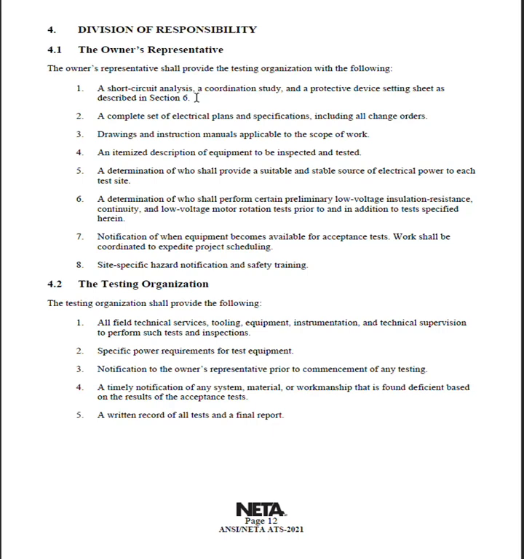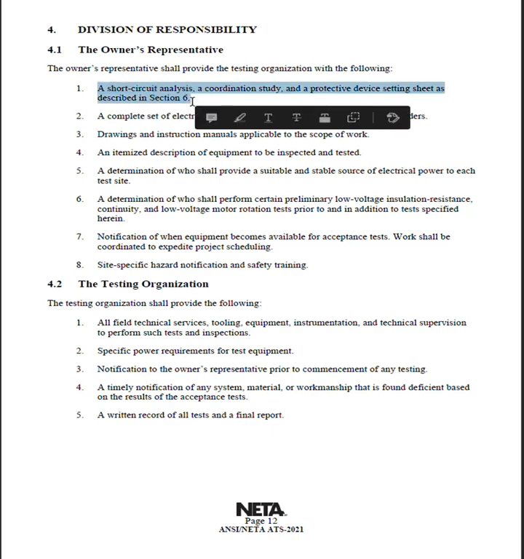You have settings out of the relay, right? You think you know what that time dial is set to, but it's halfway between 5 and 6. Maybe it's 5.5. Maybe it's supposed to be there. Maybe it's supposed to be at 5 and someone tweaked it a little, right? So get the settings from them. This is provided by the owner. And technically you can't provide NETA certified testing if the owner doesn't provide you these documents.